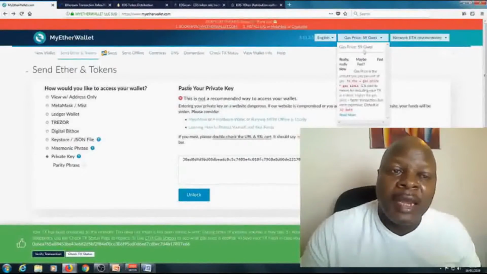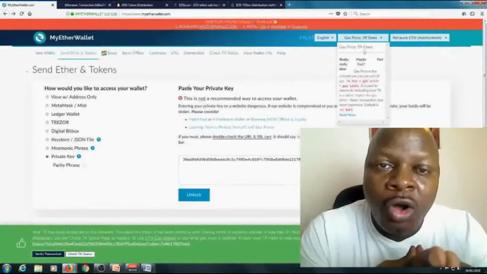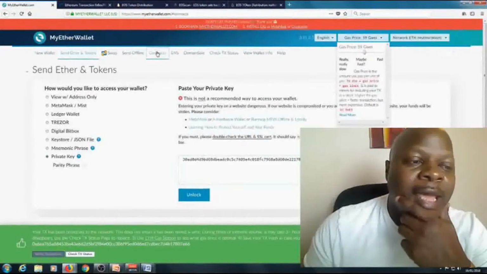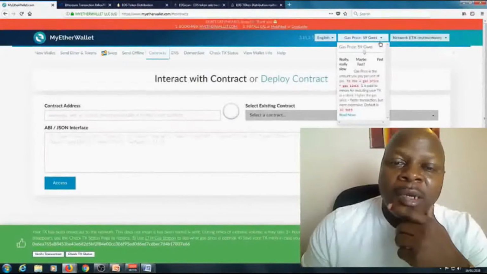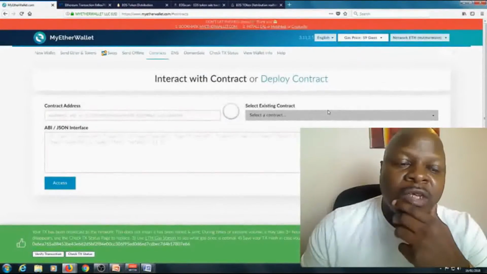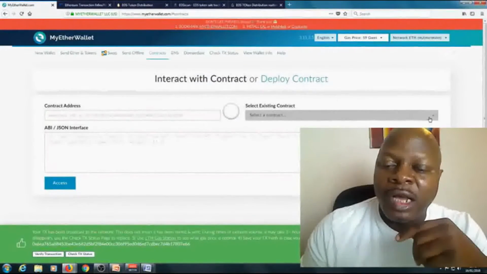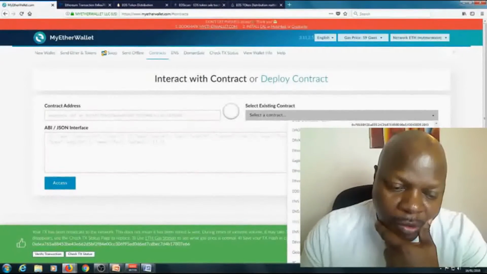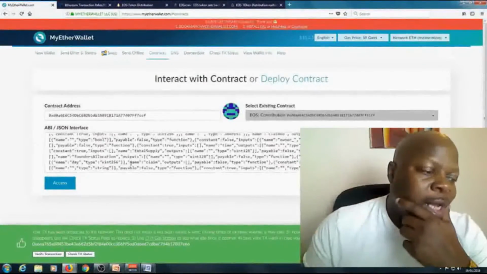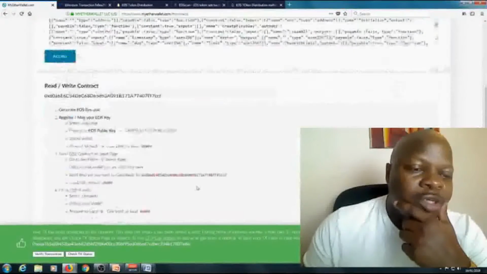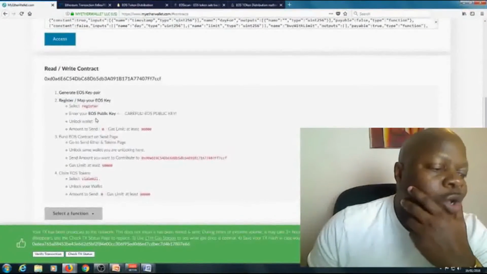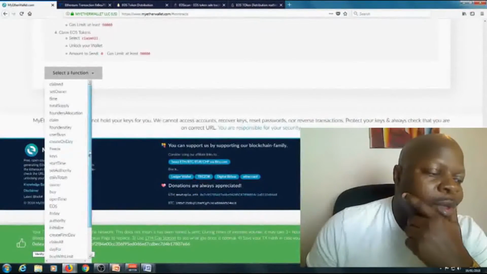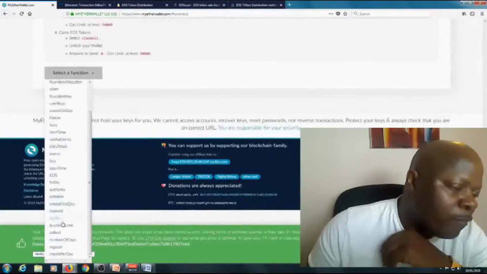And having then completed that trade, once the clock runs down, you simply go into where it says contract here, and under this select a contract drop down menu, you select EOS, which is here, and then you go to access, which gives you access to the contract. And then what function do you want? You want to claim what you have bought.